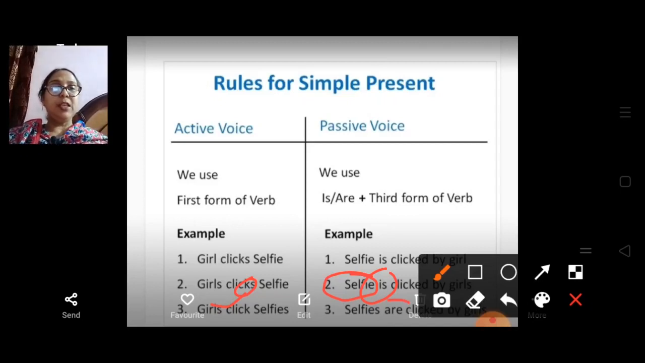Just as you have seen over here, selfies. Now here, selfies is there, are. Now I am just correcting this. Now we should see more examples that are already given in your book also. So let's see.